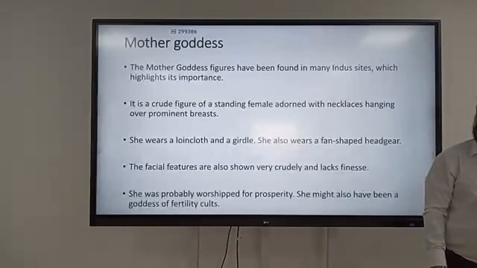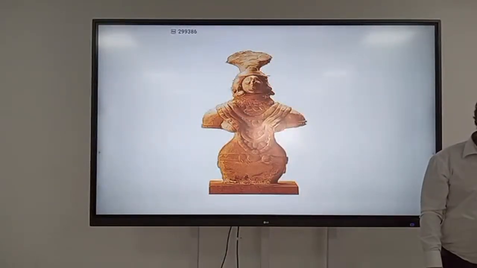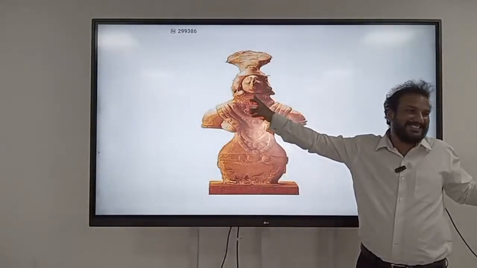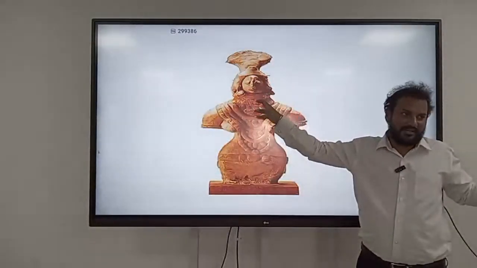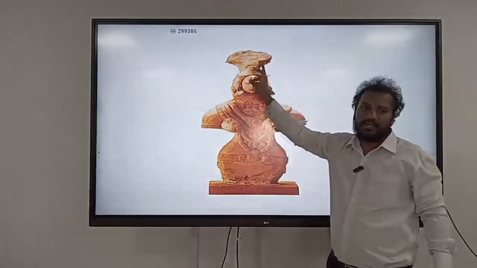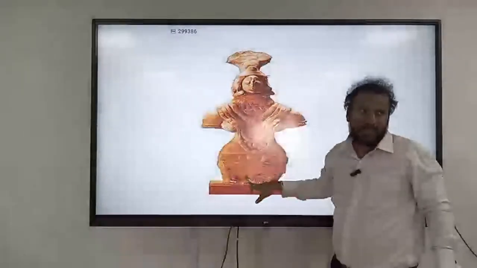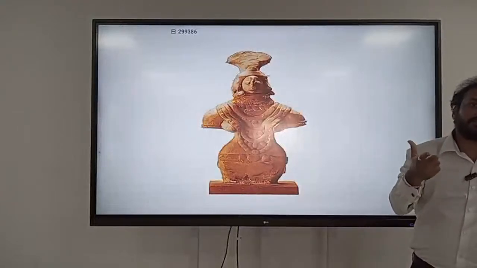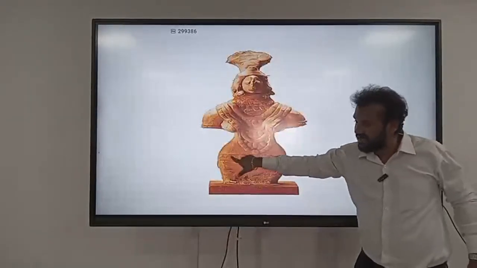Next, an example of terracotta toys. This is a mother goddess terracotta toy. Here, if you observe the face, it is not a fine art. A rigid shape is there, and the form is also not good. You can check, she wore a feather headgear. Apart from that, she wore a loin cloth. Loin, not lion. Loin cloth means the cloth which we wear below our belly button. So she wore a loin cloth, and a girdle is there.